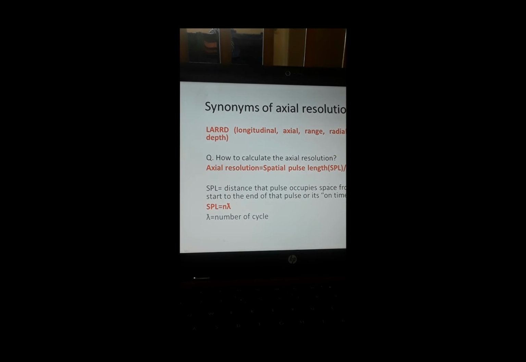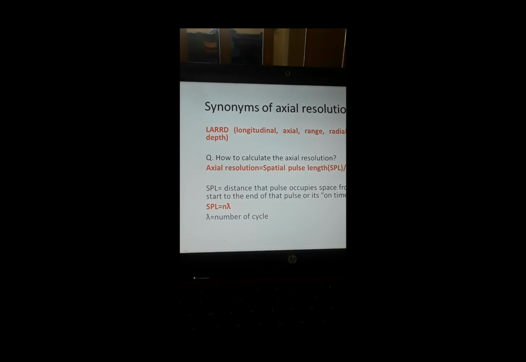And how do we calculate the axial resolution? Basically, the machine itself calculates the axial resolution, but as a sonographer, how is it calculated? It is calculated on the basis of spatial pulse length, or SPL, divided by 2.